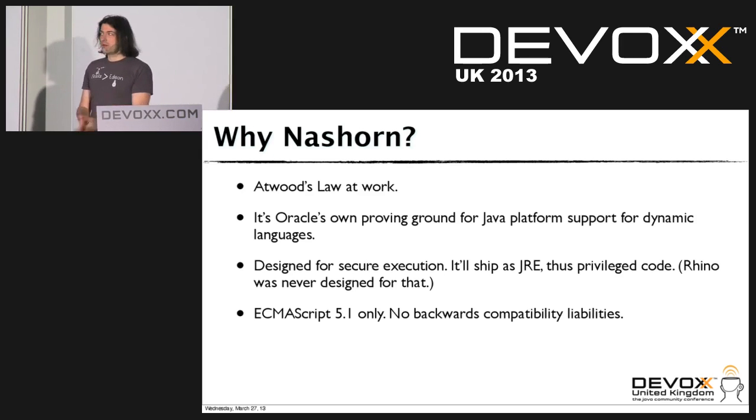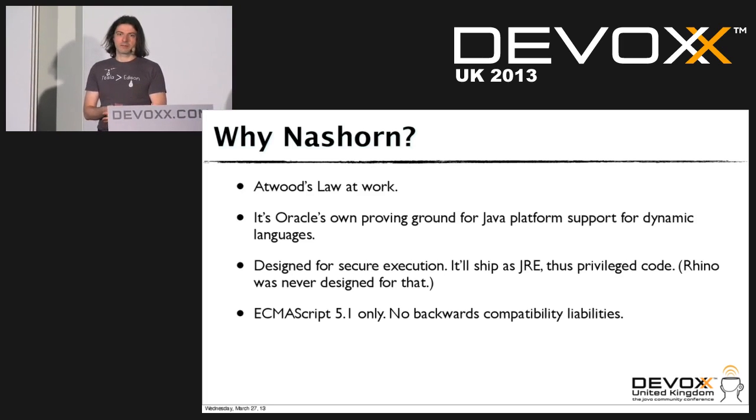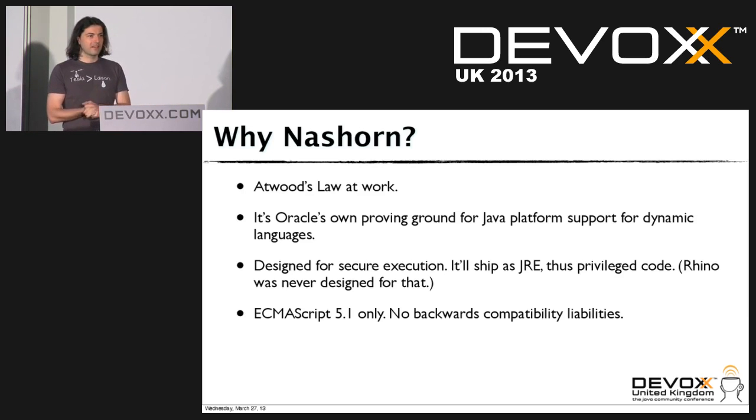So, why does Oracle develop a JavaScript engine? We would like to think that we primarily do it because Atwood's law seems to be absolutely true. Who knows what Atwood's law is? All right. Jeff Atwood, the founder of the Coding Horror website, is famous for his law, which states every application that can be rewritten in JavaScript will be rewritten in JavaScript.